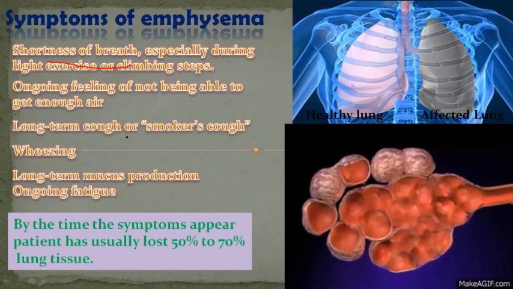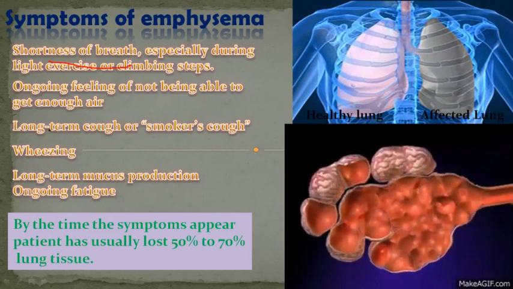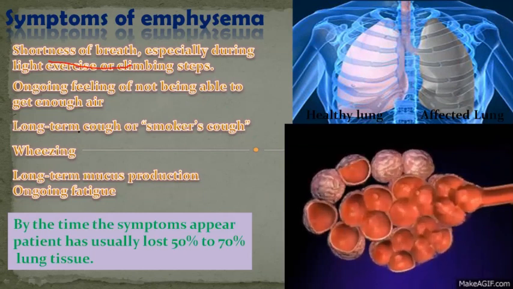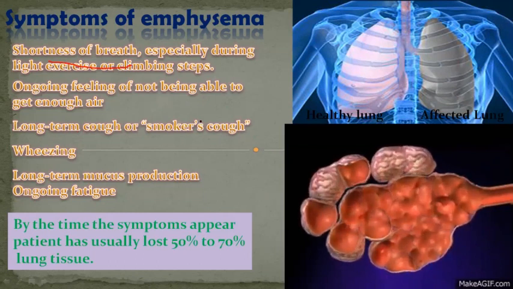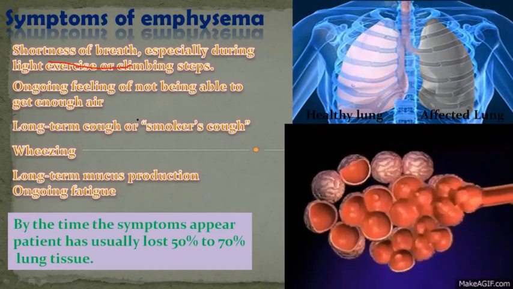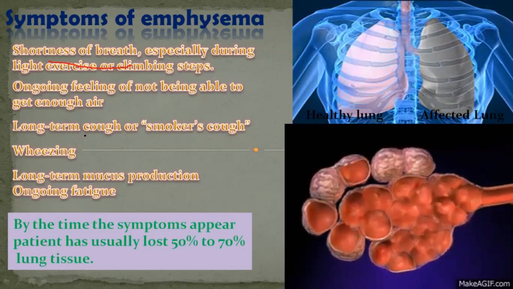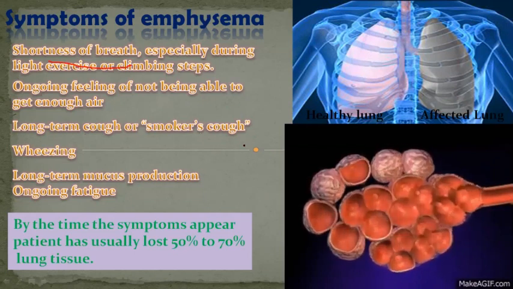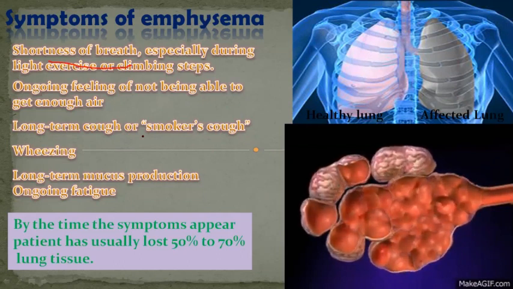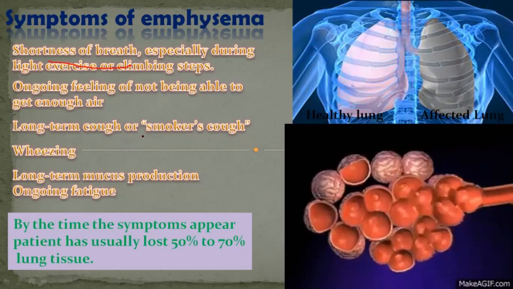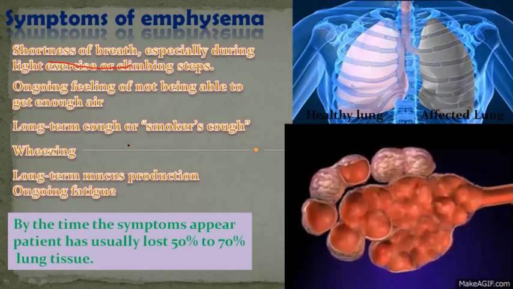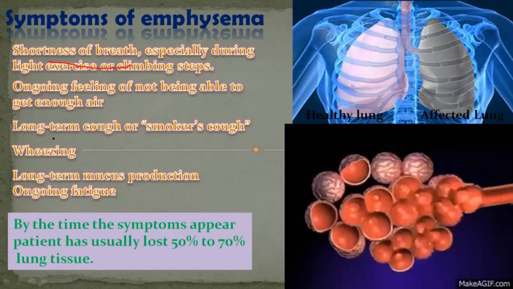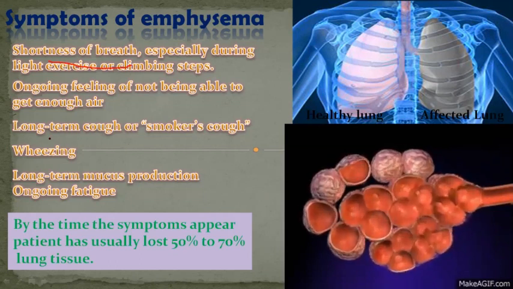Then there is long-term cough, or smoker's cough. If it persists for 3 to 4 months, that is called long-term cough. That is the problem for the patients, and definitely he has to visit the doctor. Emphysema is actually a chronic disease, and it takes too much time to develop.